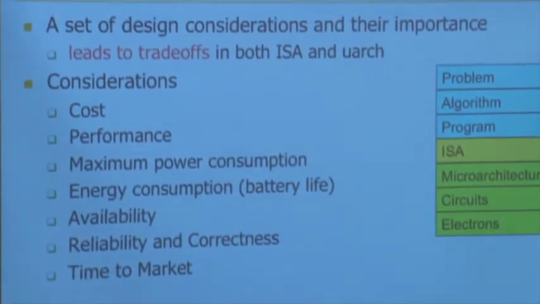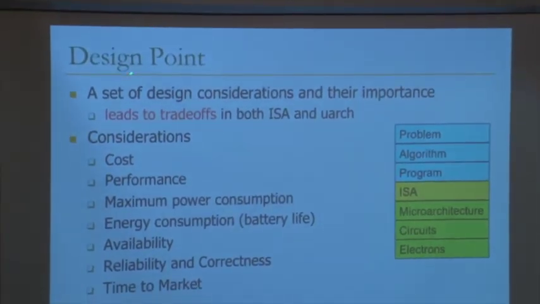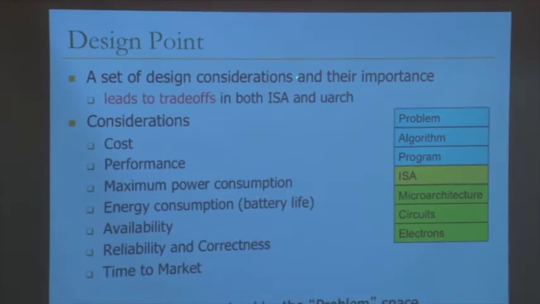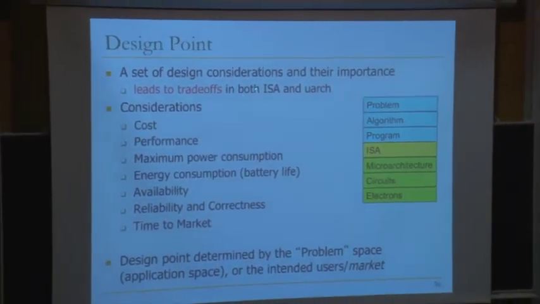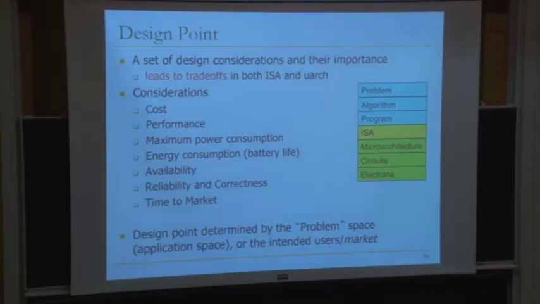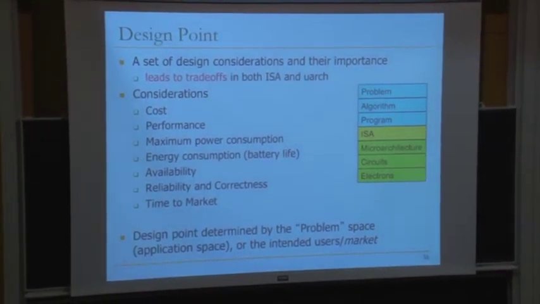And this ties into design points. Basically, you have a set of design constraints and their importance. This leads to trade-offs in both ISA and the microarchitecture. What are these considerations? You're reading a paper that describes this in a nice way, I think. The Yale Patt paper on requirements, bottlenecks, and good fortune. There are many of them.